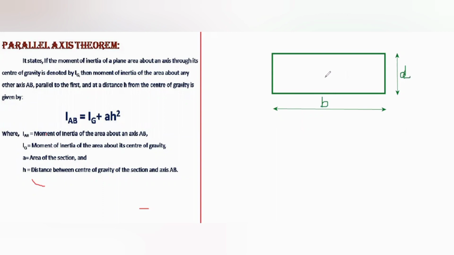First of all, here we consider the center of gravity of the diagram, or the given area, to be here. Then we are going to consider the two axes. First one is the x axis, which passes through the center of gravity. This is the xx axis which passes through the center of gravity.